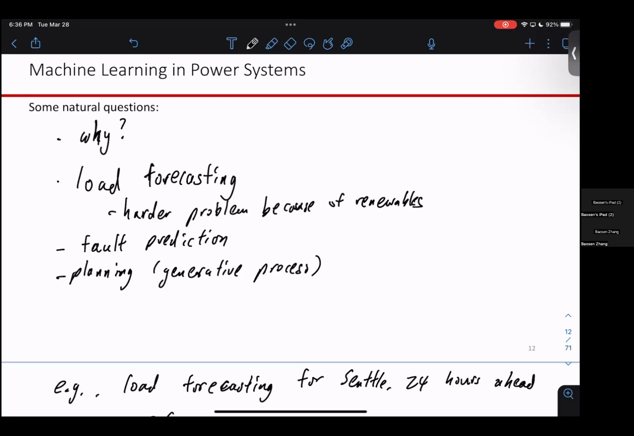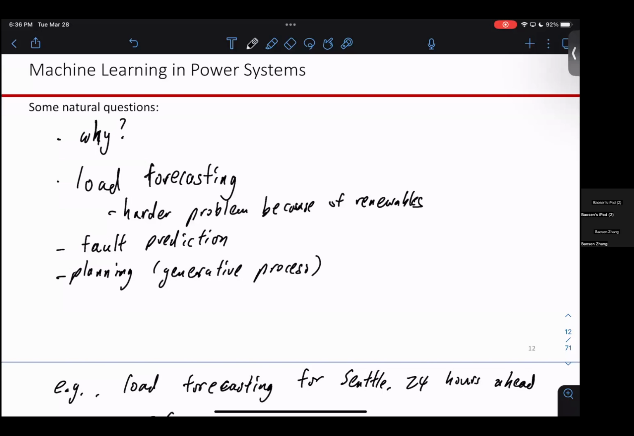Questions about this? Yeah, go ahead. What is the forecast itself? Like the value of, oh, well, what is the typical load for Seattle? Is that what you're asking?